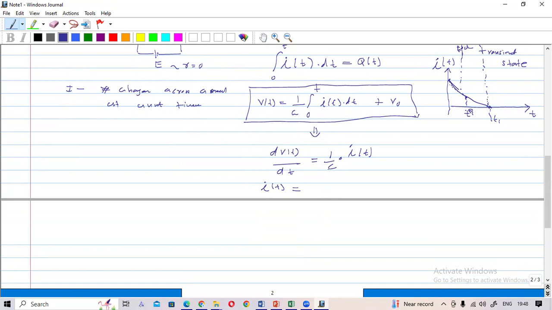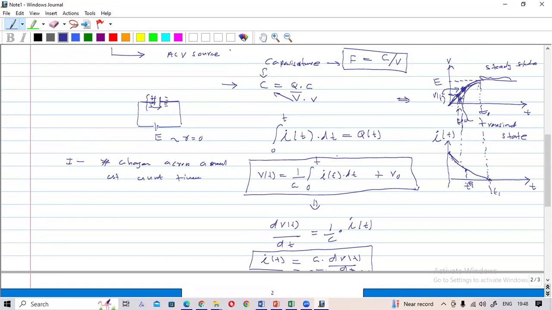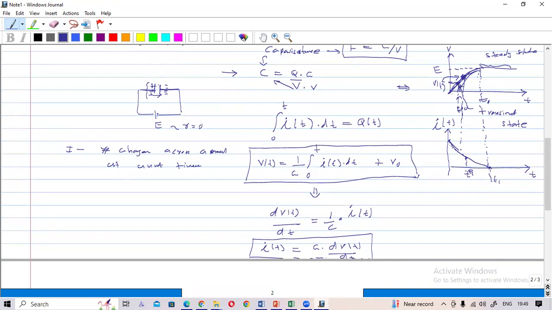That is C dv(t)/dt. Okay, so this is the expression for the current. These expressions are related with the capacitor.